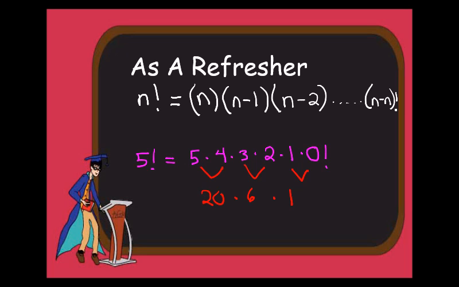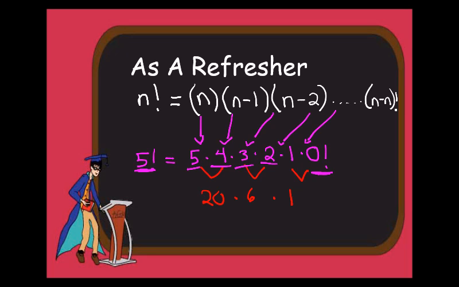Now, wait a minute here. How the heck did this happen? Well, a factorial means you multiply all the way down. So if you have 5 factorial, you go 5 times 4, times 3, times 2, times 1, and you keep going down till you get to 0 factorial.